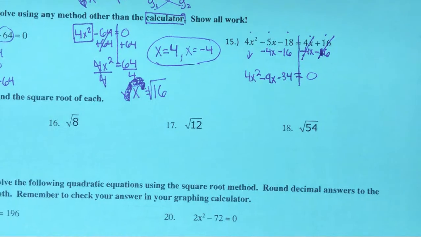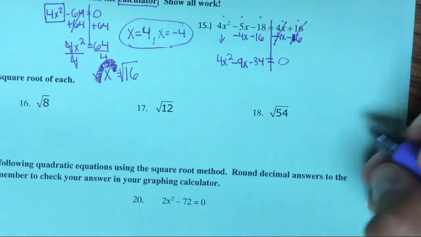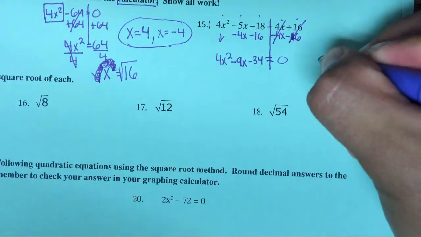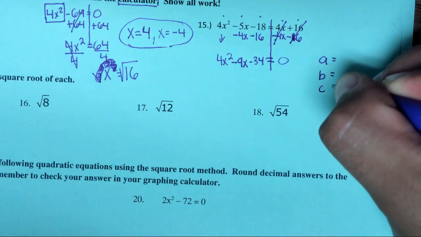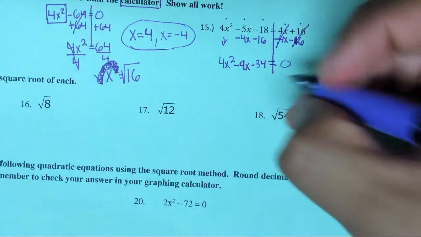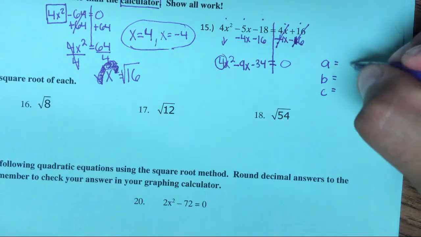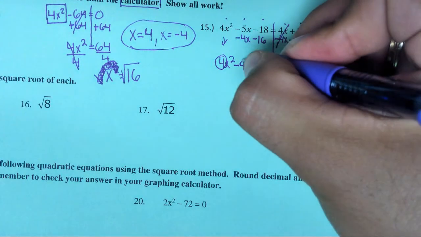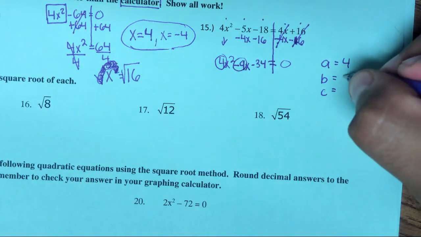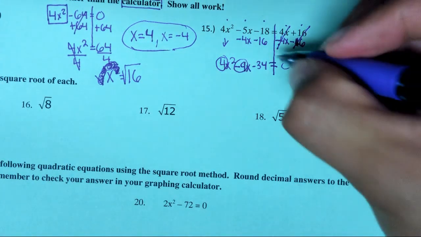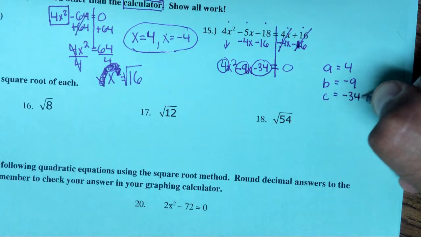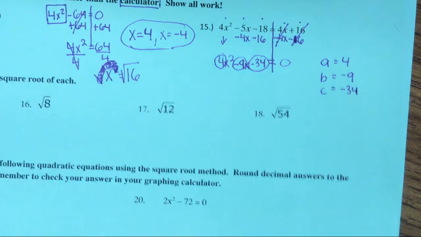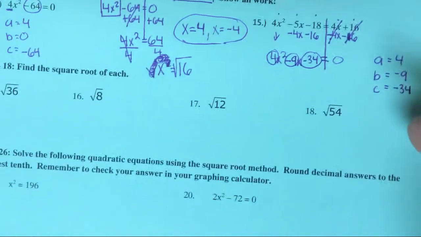Alright, so those are my 3 terms. So then off to the side I can go in and say A equals, B equals, C equals. Alright, my A is going to be 4. My B is going to be negative 9. And my C is negative 34. Alright, so there's A, B, C. Then I would go in and plug this into the quadratic formula.